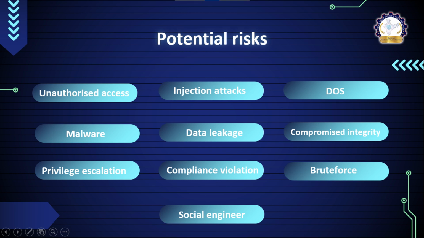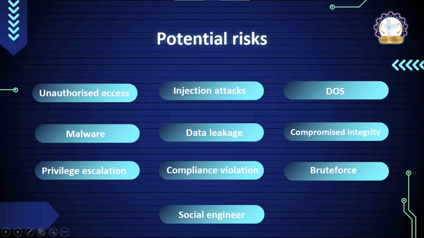Data leakage. If an API is not properly secured, attackers may be able to access and exfiltrate sensitive data, such as user credentials, financial information, or intellectual property. Compromised integrity. A compromised API can also compromise the integrity of the data it processes, potentially leading to inaccurate or corrupted data. Compliance violation. Security breaches resulting from API vulnerabilities may lead to violation of regulatory or industry-specific compliance requirements, resulting in significant fines and reputational damage.